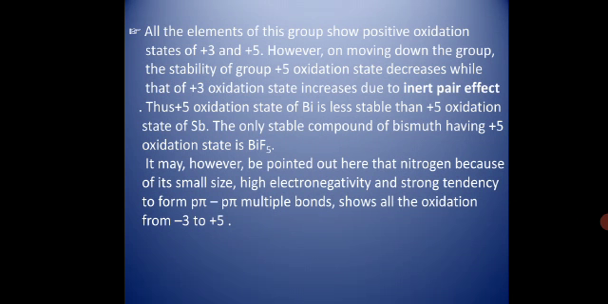Fine. So in this way, what we find is that on moving down the group, as you can see on the screen, the stability of the +5 oxidation state decreases. That is your N2O5, P4O10, As2O5, Sb2O5 and Bi2O5. If you see, the stability is decreasing from nitrogen to bismuth.